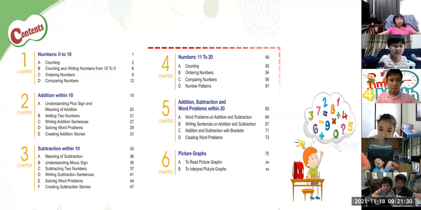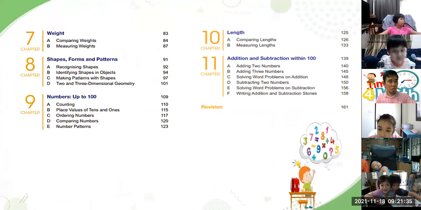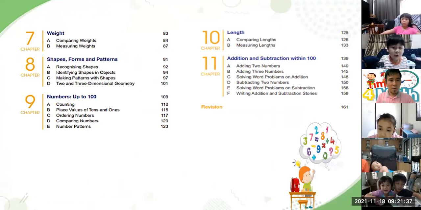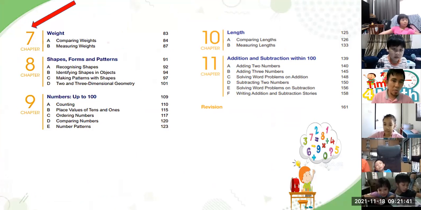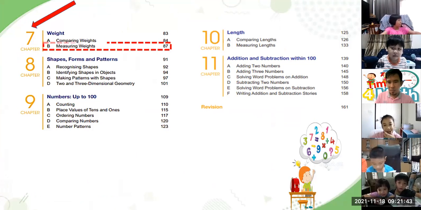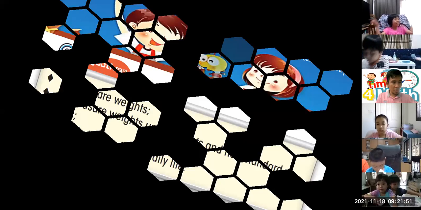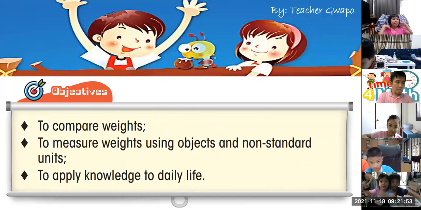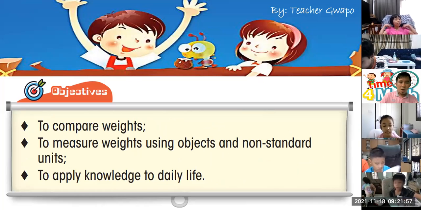So we are done with 6 chapters already. And now we are in chapter 7, which is about weight, measuring weight. This is page 87 if you have your textbook. In your workbook, just prepare it. We will answer your workbook later on page 93.